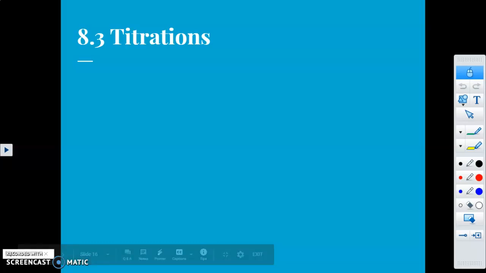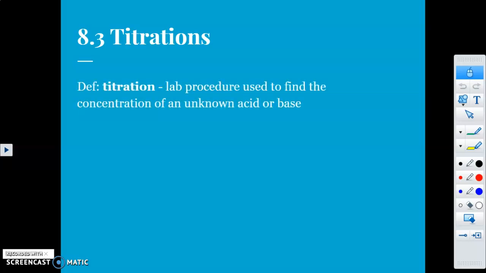This is our last section of notes for the year. 8.3 is on titrations, which is a lab procedure that's used to find the concentration of an unknown acid or base. You will be doing titrations virtually in the lab, the virtual lab, tomorrow.